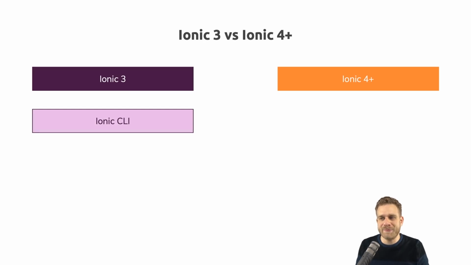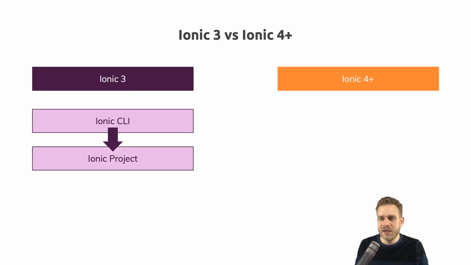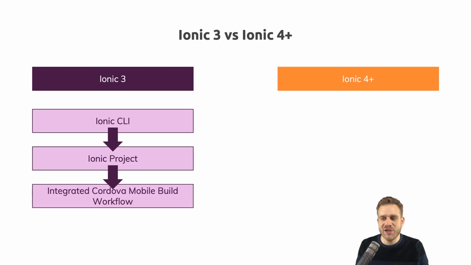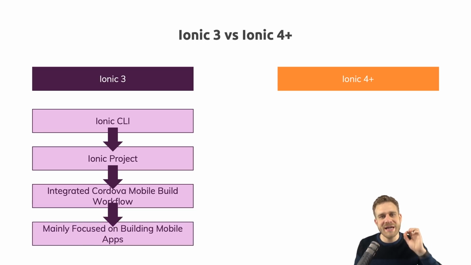So an Ionic 3 project used the Ionic CLI to generate such a project. We then used Cordova to also get a mobile app out of that. And Ionic 2 and 3 actually were mostly focused on getting these mobile apps. With Ionic 3, you could also build progressive web apps, that was possible, but the focus really was on this mobile app with web technologies thing. With Ionic 4, that's changing.